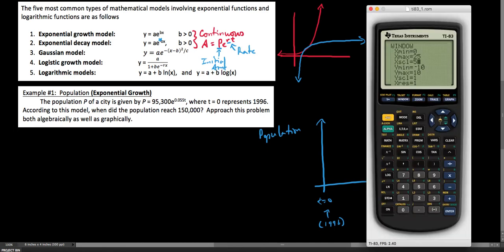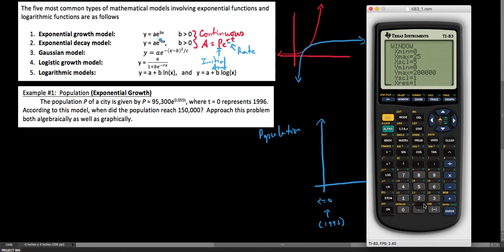But in terms of my y values here, what was our initial population at time 0? We're already starting at 95,300, and we're asking how long I have to wait to get to 150,000. So if y is representative of our population, we'll go from 0 people up to like 200,000 people, going past 150,000. And if I was going to 200,000, I'd go by like 20,000.